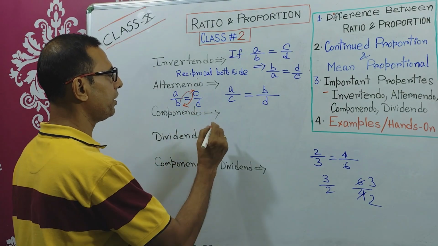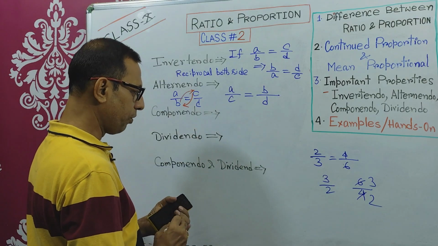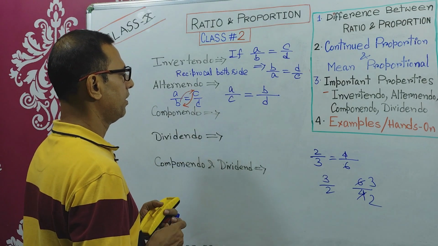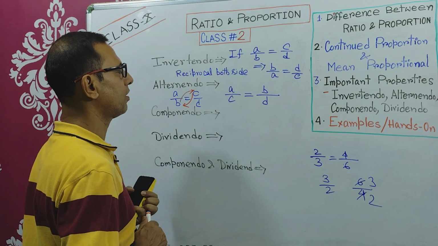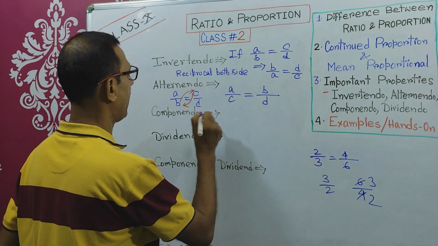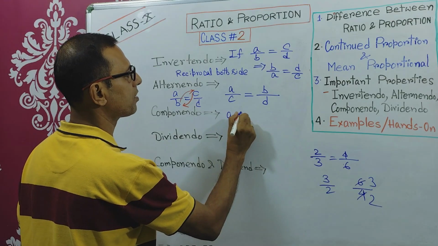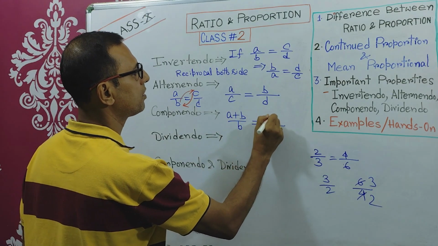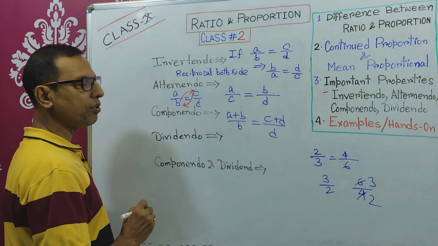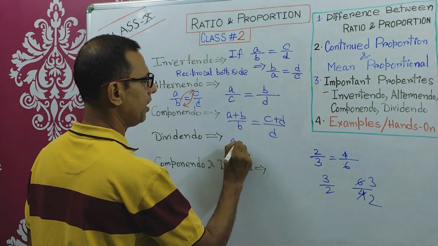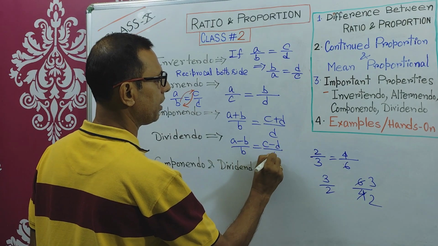Componendo. Componendo is, if A by B equals C by D, what can you say? You can add the denominator with the numerator on both sides, and the relationship is still the same. That means as per the componendo part, if A by B equals C by D, then A plus B by B equals C plus D by D. Simple. As per dividendo, it is subtraction: A minus B by B equals C minus D by D.